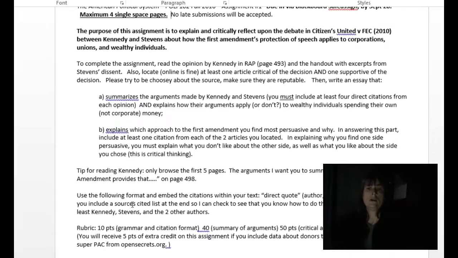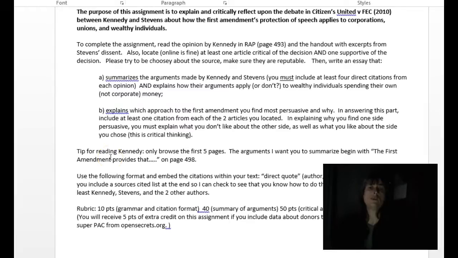Now, there are some pointers I want to make here. Number one, when you're reading the Kennedy, skip the first 5 pages. Really, the arguments that you need to summarize begin on page 498 in Readings in American Politics, with the paragraph that starts, "The First Amendment provides that." The preceding pages were really a question of procedural standing that really shouldn't have been in the excerpts. So you can skip over that. That'll make it a lot easier for you.